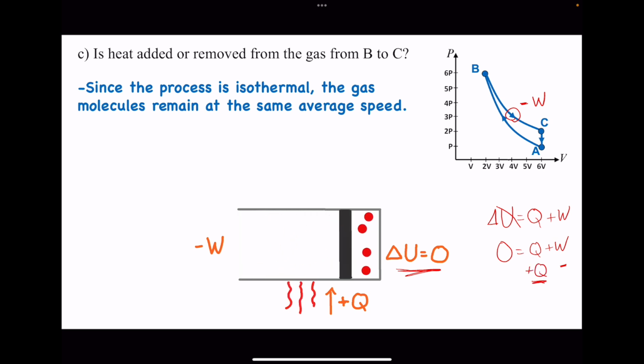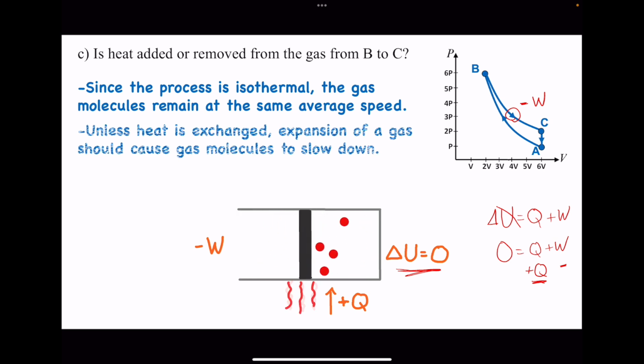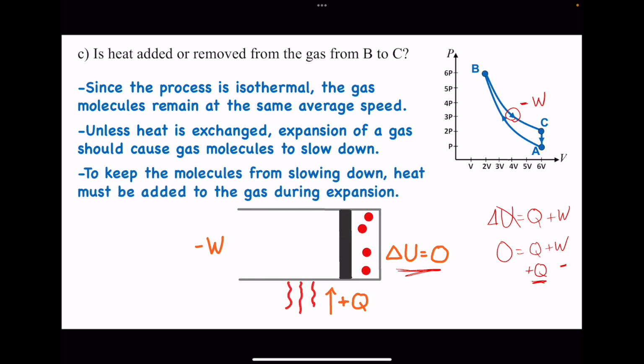Now conceptually what's going on is that the gas molecules are the same temperature, so they remain at the same average speed. However, there's negative work being done on the gas, which means that the gas is expanding, and normally when a gas expands, if there's no heat exchange, the molecules are going to slow down. In order to stop the molecules from slowing down, heat needs to be introduced into the system to give them enough energy to not slow down when negative work is done.